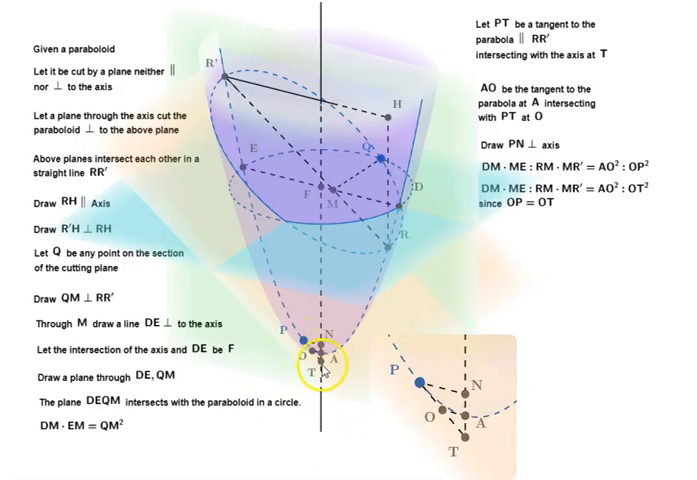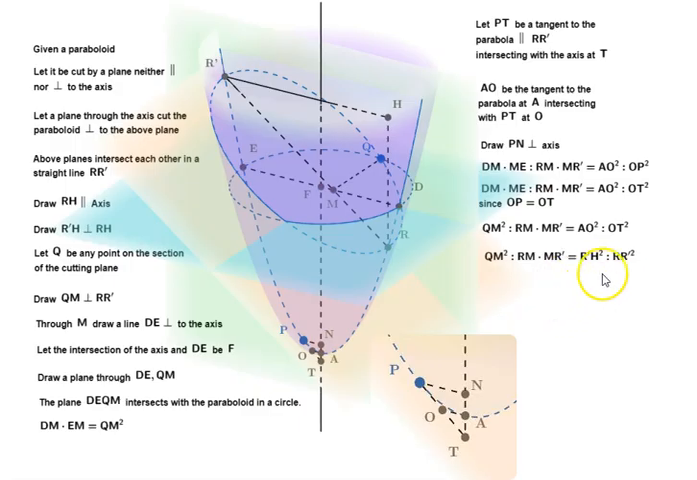Because triangle AOT is similar to NPT. Basically, OA is cutting the opposite sides in proportion. So here OP is equal to OT because NA is equal to AT. So QM square, because DM times ME is QM square. QM square is to RM times MR prime is equal to AO square is to OT square. Or we can say QM square is to RM times MR prime is equal to R prime H square is to RR prime square. Because triangle AOT is similar to RHR prime. So because of their similarity, the ratios are same.